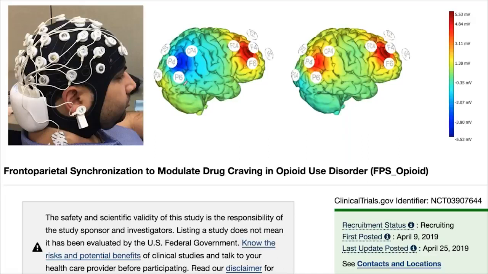We are running a trial right now among opioid users to help them improve executive control function by just connecting these areas together that might not be connected well. So it is not just about stimulating one area, it's about stimulating a network. And this is not only stimulating a network, but also synchronizing different nodes of the network in a way that they can get connected. So that is what we are hopeful to use.